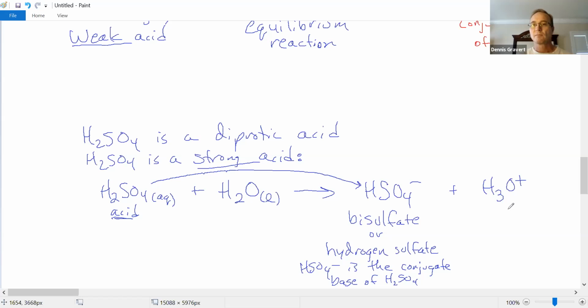Hydronium, well, what was this thing? Water. What is it doing in the reaction? It's acting as a base. Okay, so this thing is a base, so its conjugate must be the opposite. It's the conjugate acid.